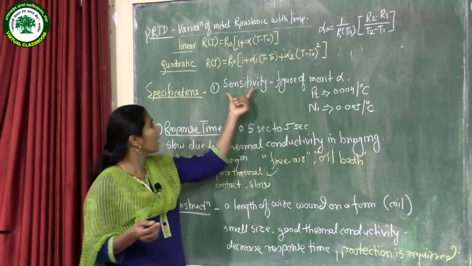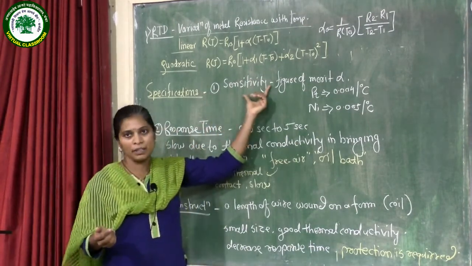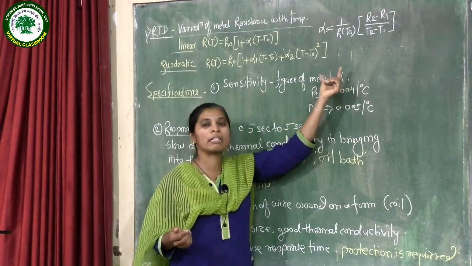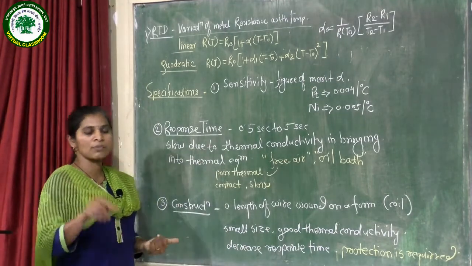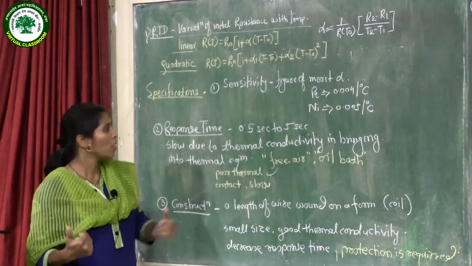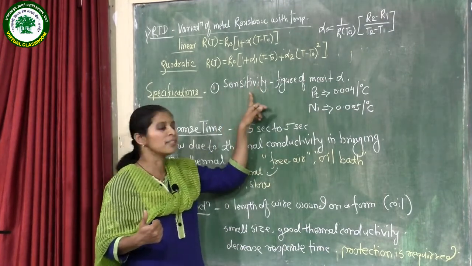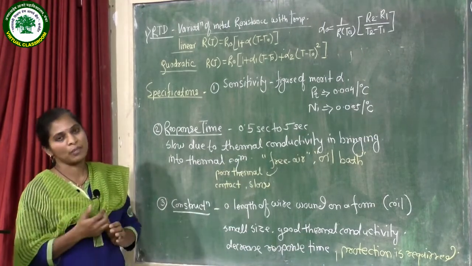Many times this is defined in the data sheet of the RTD. So the sensitivity is determined from the definition of alpha, where alpha is how the resistance varies with respect to the change in temperature. So this alpha is the sensitivity of the given RTD, or resistance temperature detector.